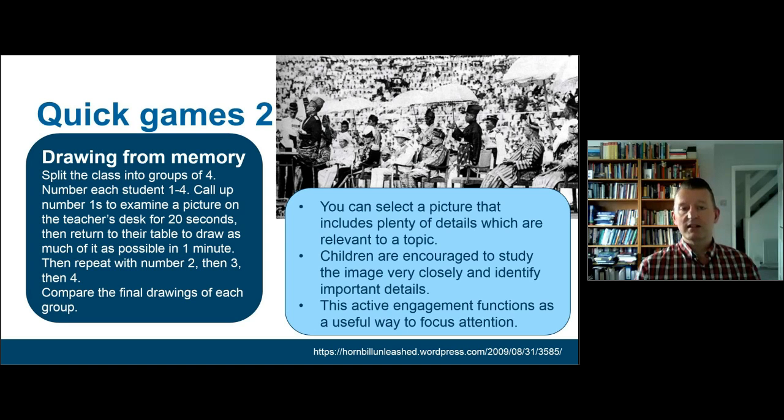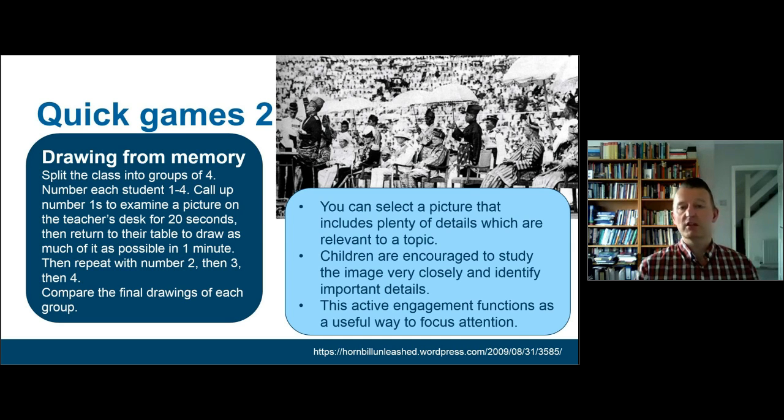Now this is a fairly straightforward thing. You don't want to spend too much time on this because it is only getting them to really focus on the details of a picture, so it's not a learning activity in its own right. But the usefulness of this is that you can select a picture which includes plenty of details which are relevant to a topic.